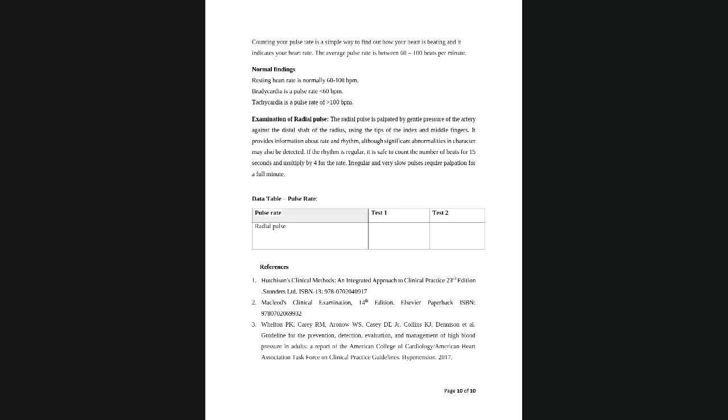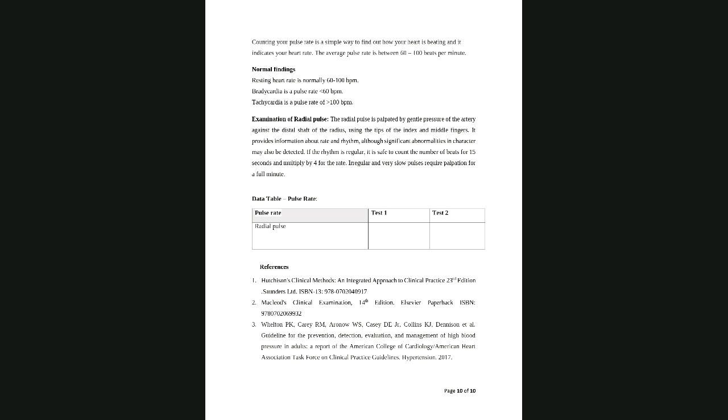And this is the normal heart rate. Normally 60 to 100 beats per minute is considered to be the normal heart rate. If the pulse rate is less than that, that means less than 60, it is called bradycardia, and tachycardia when you have a high heart rate, right?